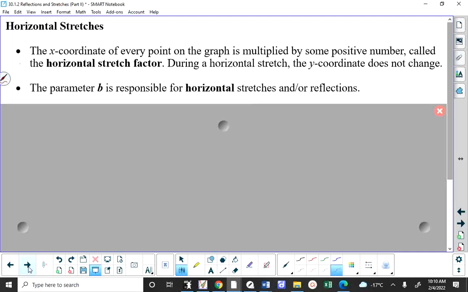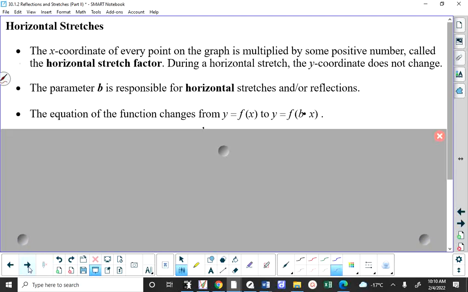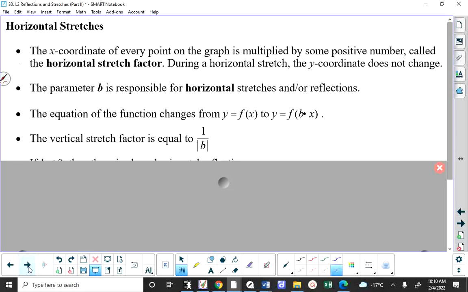We use the parameter b, but unfortunately, when we go from y equals f of x to y equals f of bx, the horizontal stretch factor, and I have a typo there. Do you have the word vertical or horizontal? You have horizontal? Same thing that happened yesterday. I copied and pasted, but I missed changing one thing. So this should say horizontal up here. And it does say horizontal in your note package.